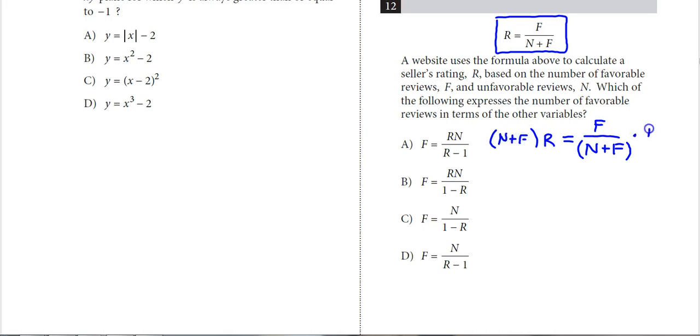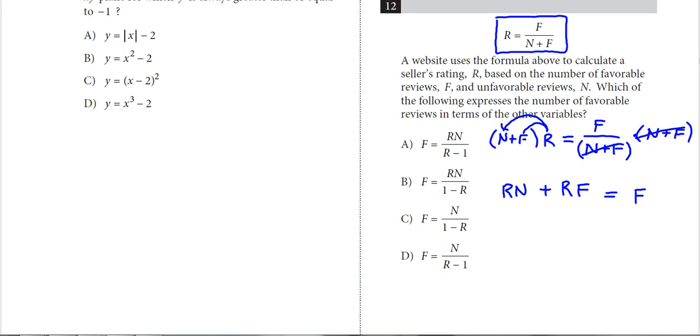Technically, I'm multiplying both sides by N plus F, but these are just going to cancel. Divide and times wipe each other out. So I'm going to get F equals, and now I need to do a little bit of distributing here. R times N plus R times F. So I'm going to have Rn plus Rf. F equals F. And I still don't have F all by itself.